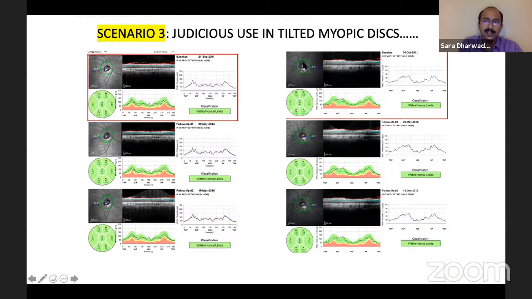Even in these cases with tilted discs and staphylomas, you do get scotomas which are related to the disc tilt. There is no such question here. Whatever the profile will be is the profile available to you, and over a period of time you can see that these are reproducible from 2011 through 2016.